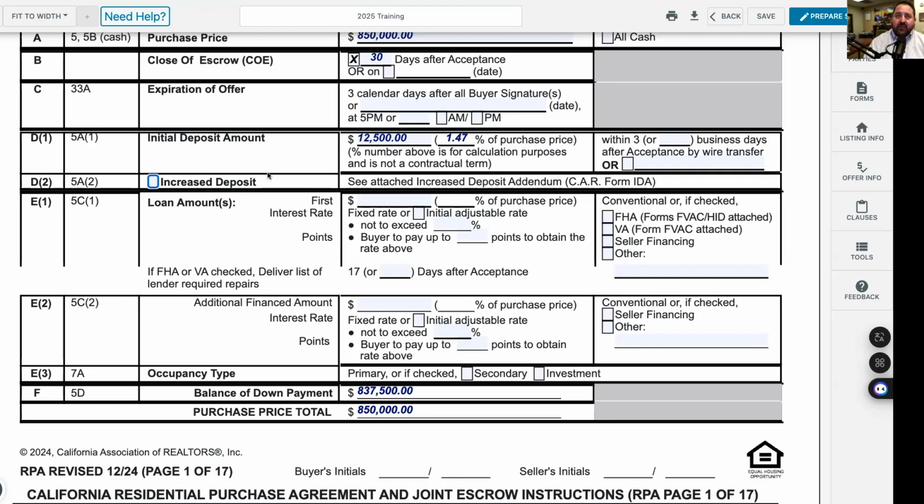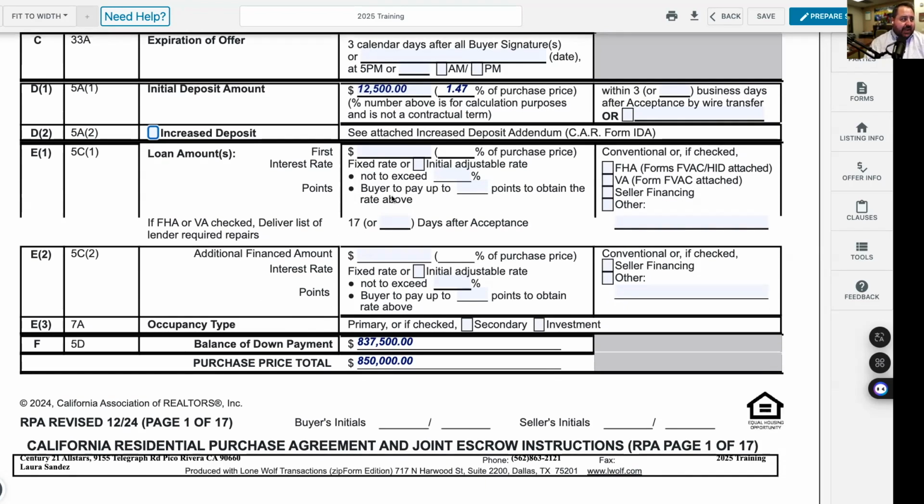So if I need a $25,000 deposit, but I only have $15,000 right now, but 2 weeks from now I'll have the other 10 available to increase my deposit to match what the listing agent and seller are asking for, that's when I would use it. Okay. All right. So let's look at financing, the loan amounts, first interest rate, points, all that stuff.